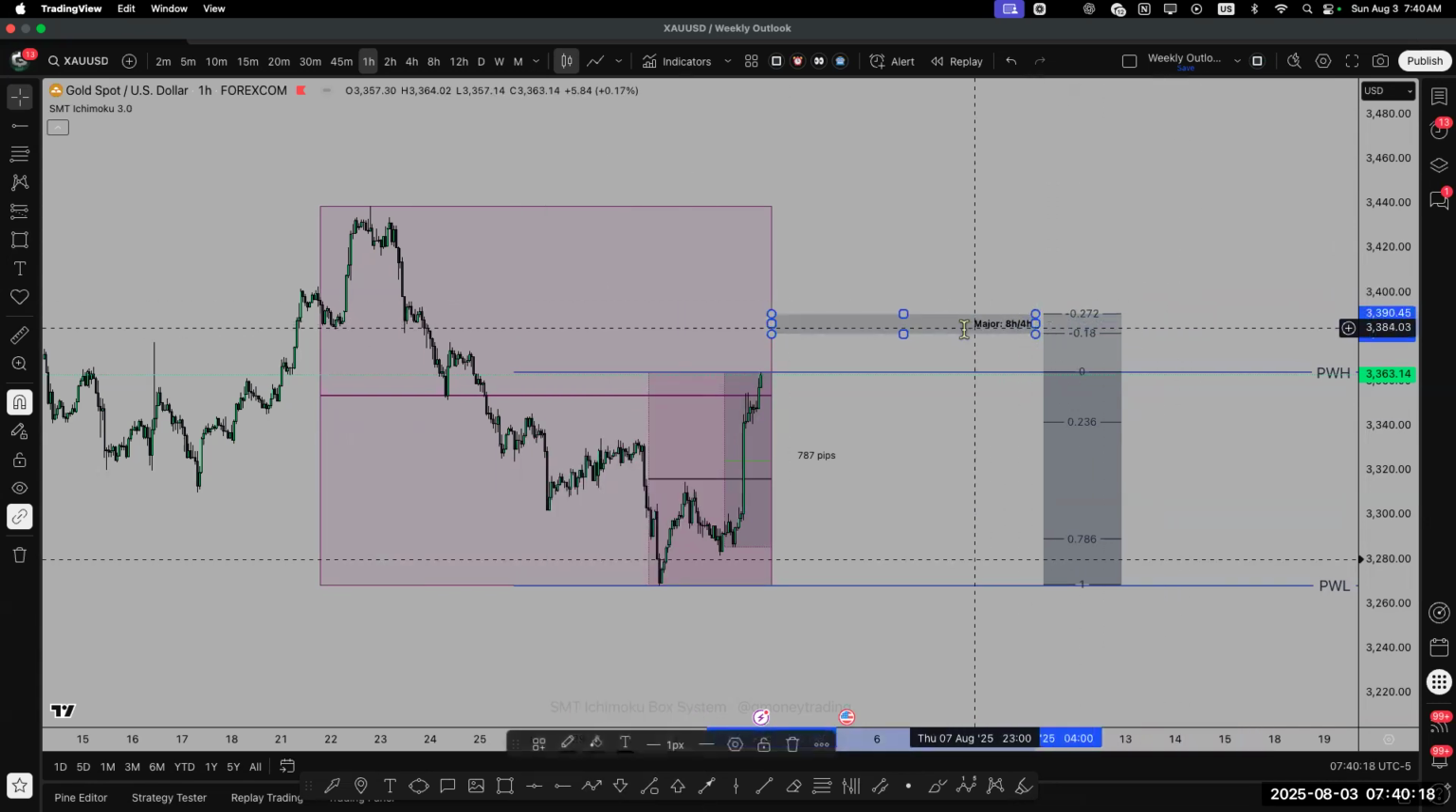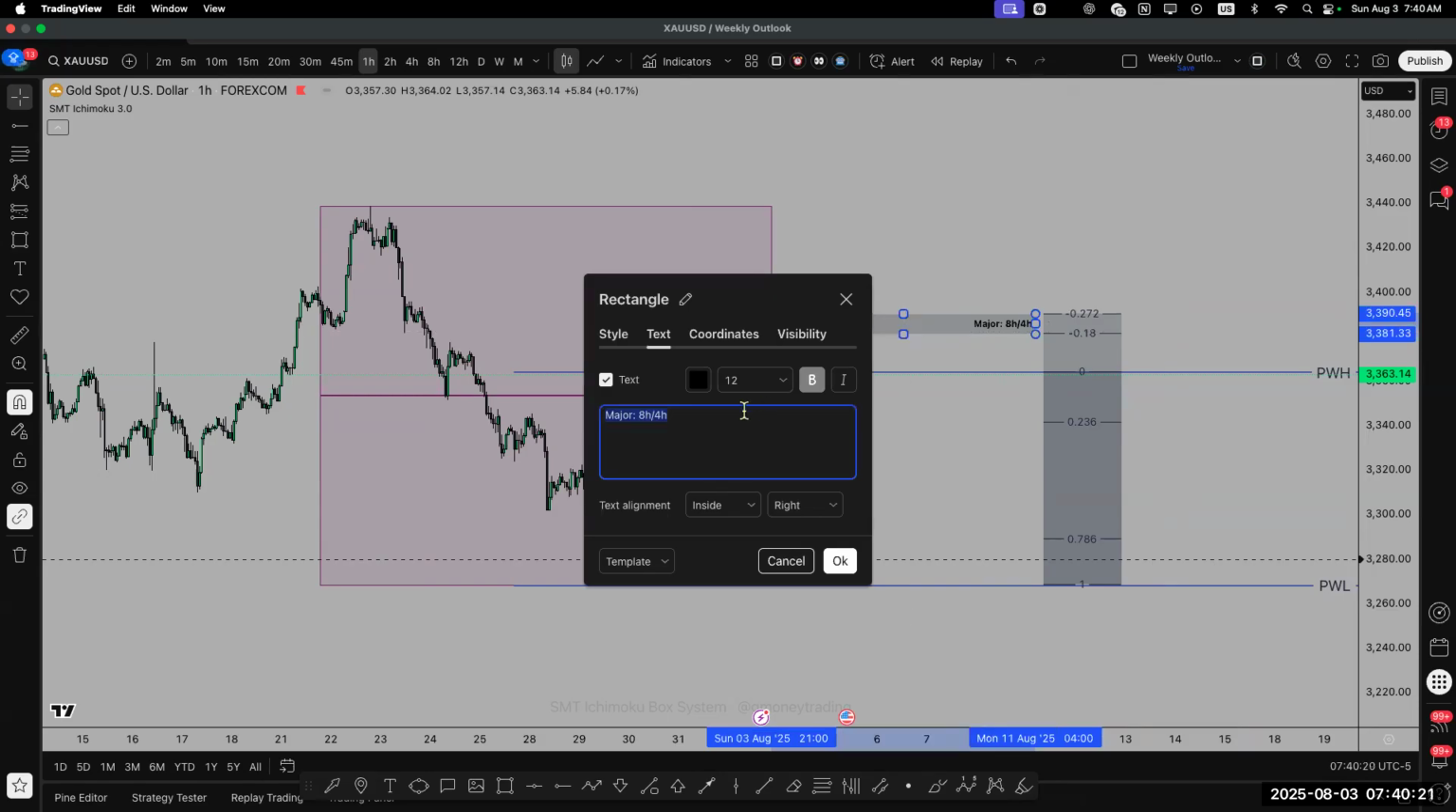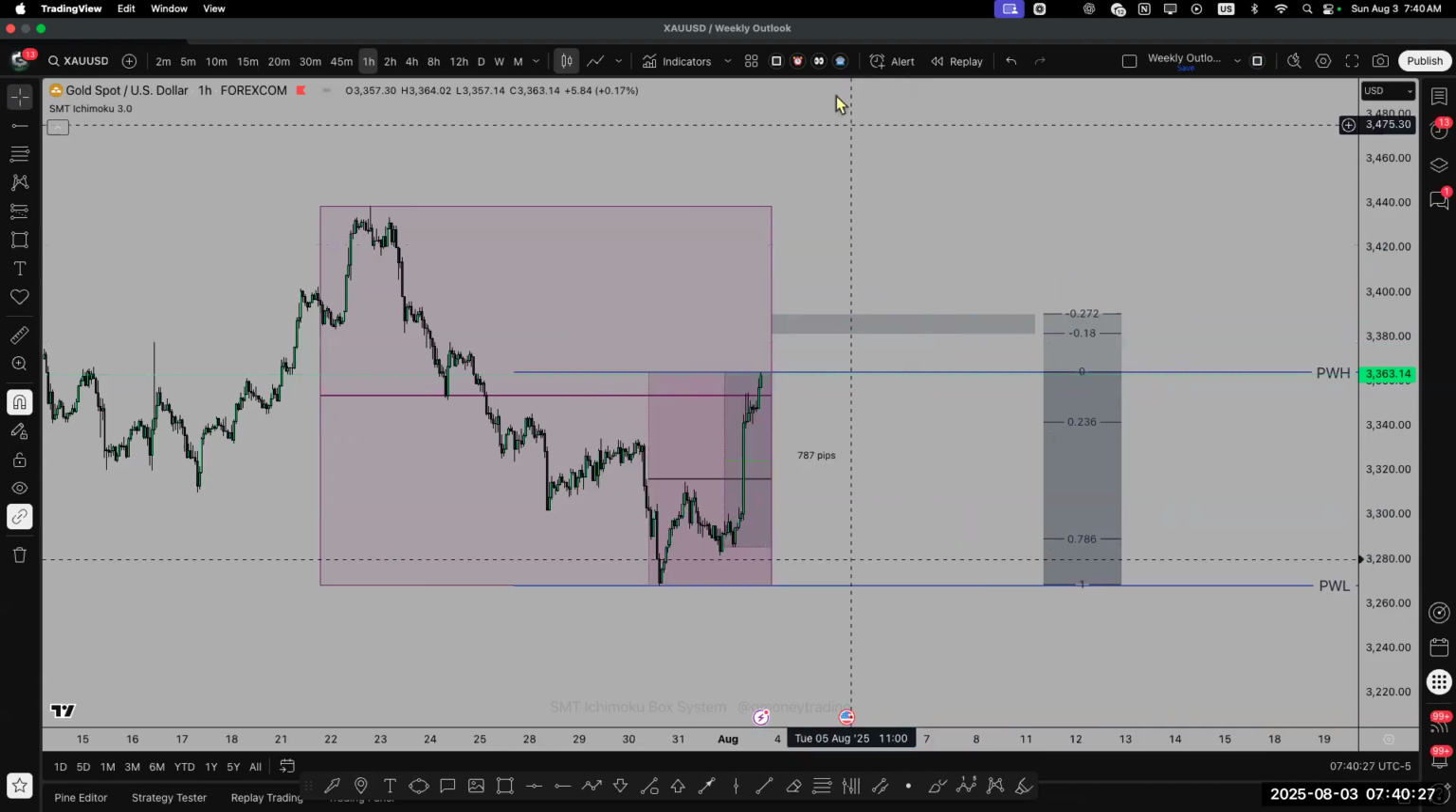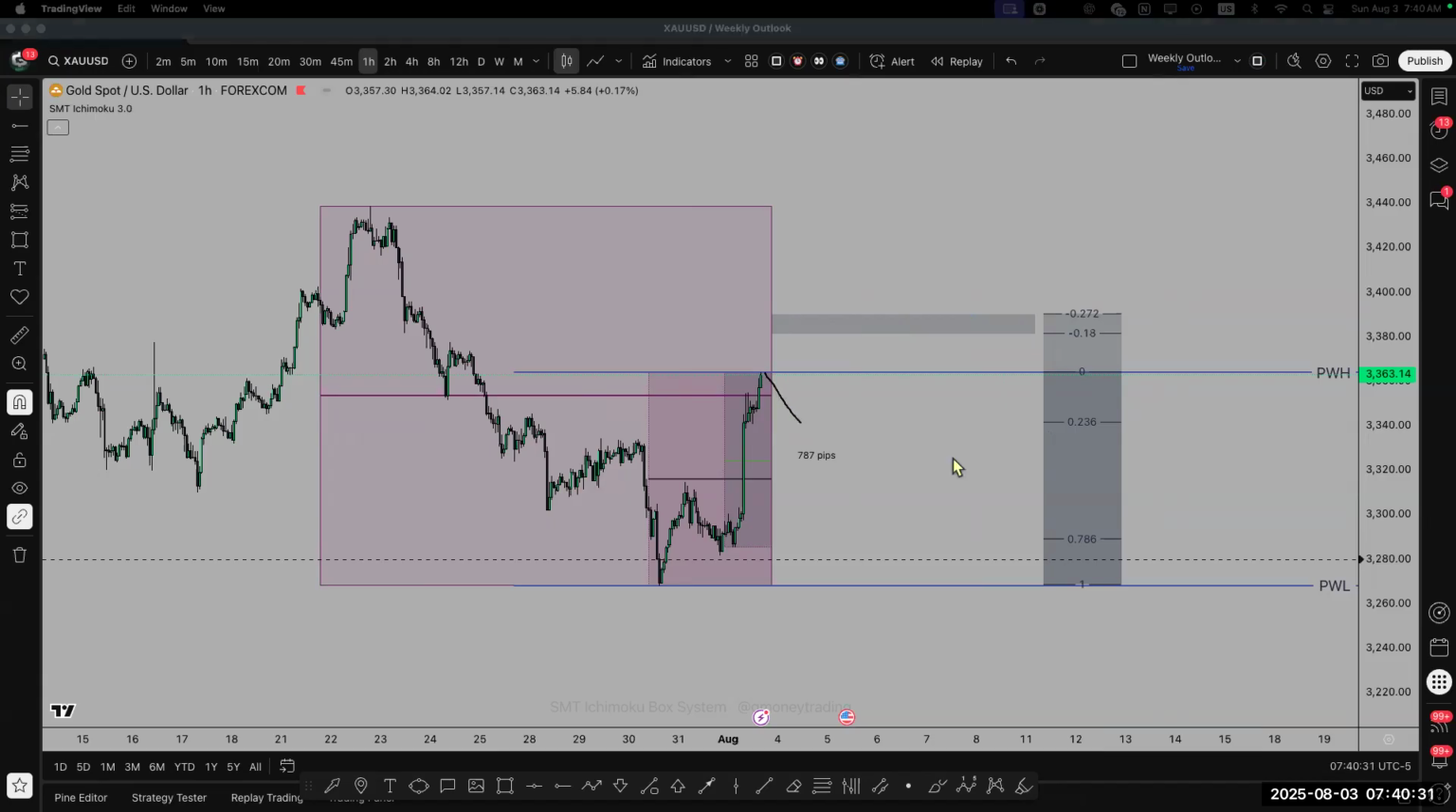Correct. So what we're looking for, ideally, is a pullback, maybe to 23%, maybe around 38%, on Monday and Tuesday. That's what we want ideally.